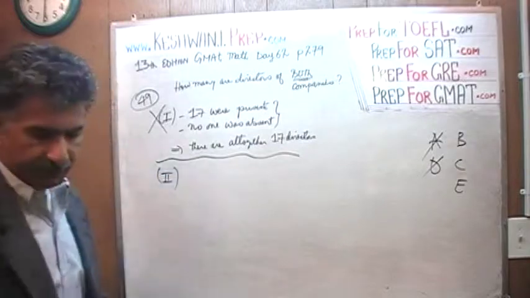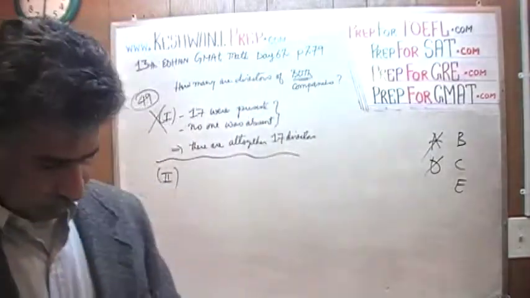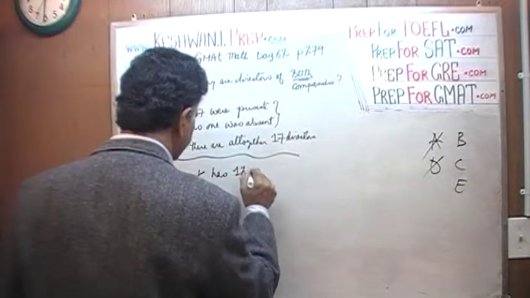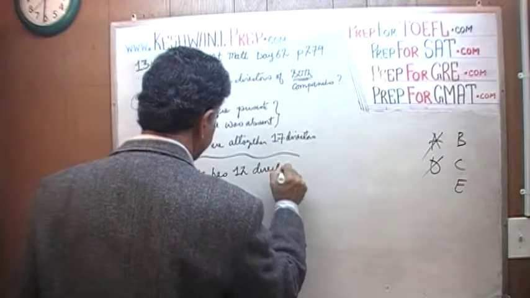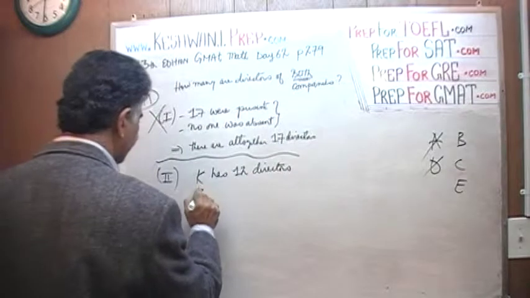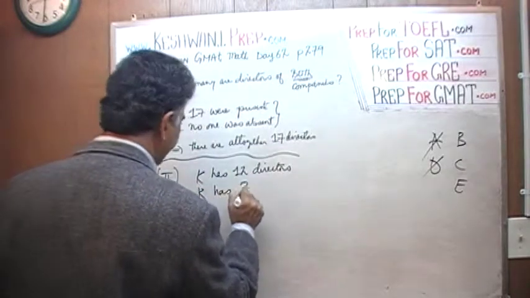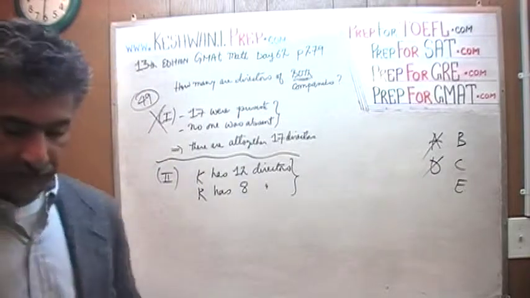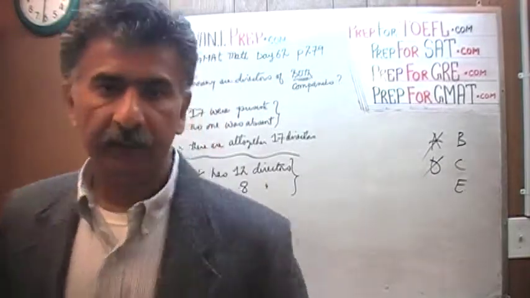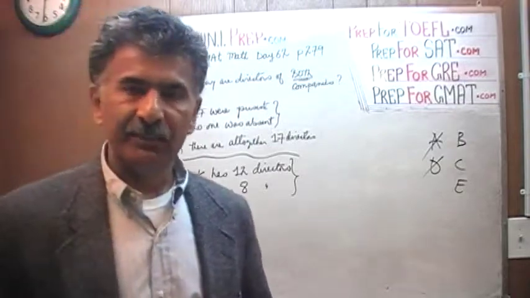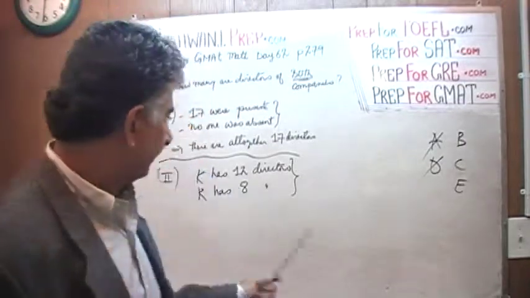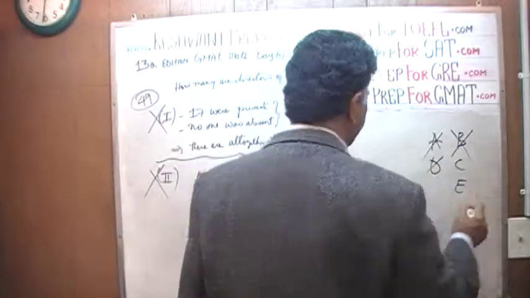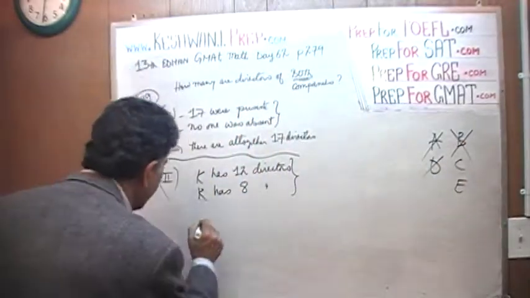In the second statement, they tell us that company K has 12 directors and company R has 8 directors. Again, knowing that company K has so many directors and company R has so many directors does not tell us how many of them are directors of both companies. This by itself is no good. This by itself does not do the job. The answer cannot be B.